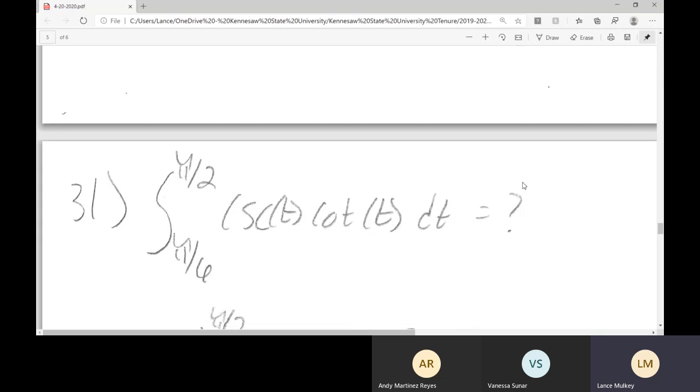That's why I'm doing this problem. Okay. Trig review, everyone's favorite.